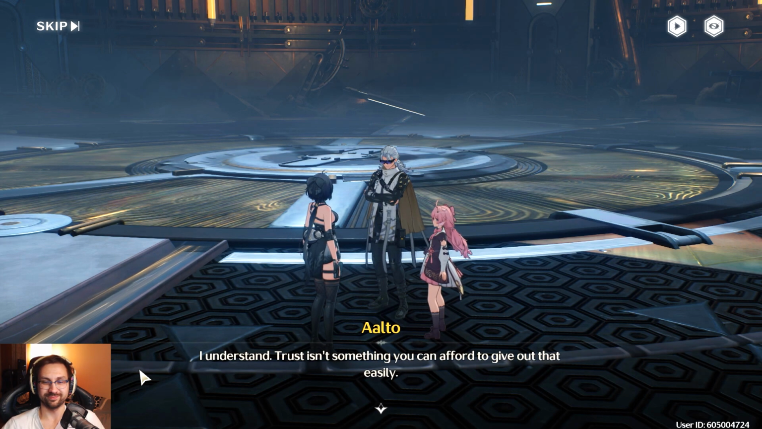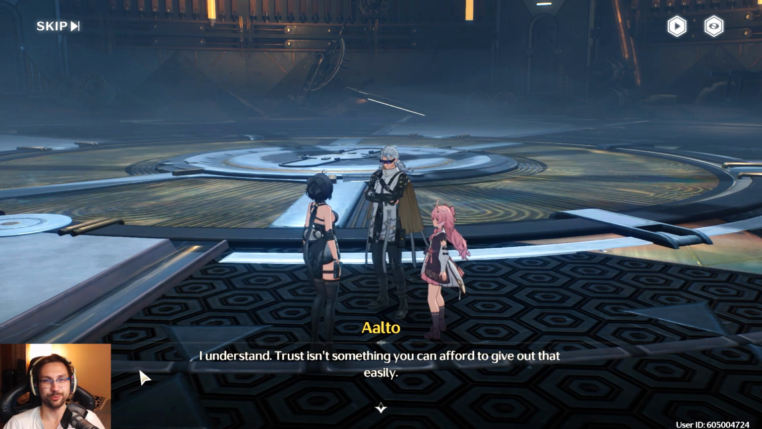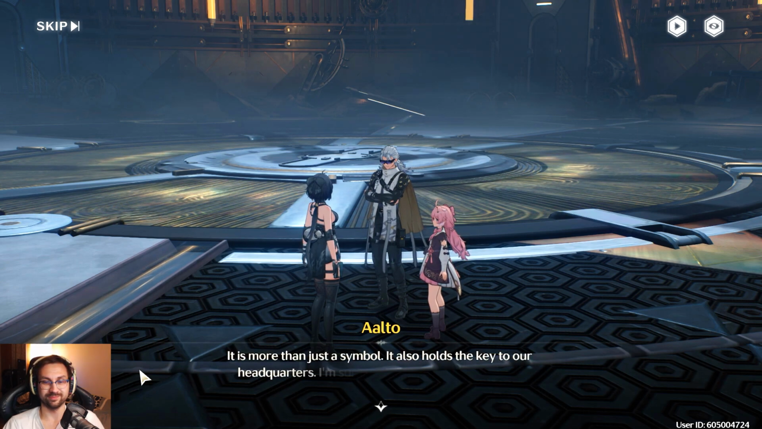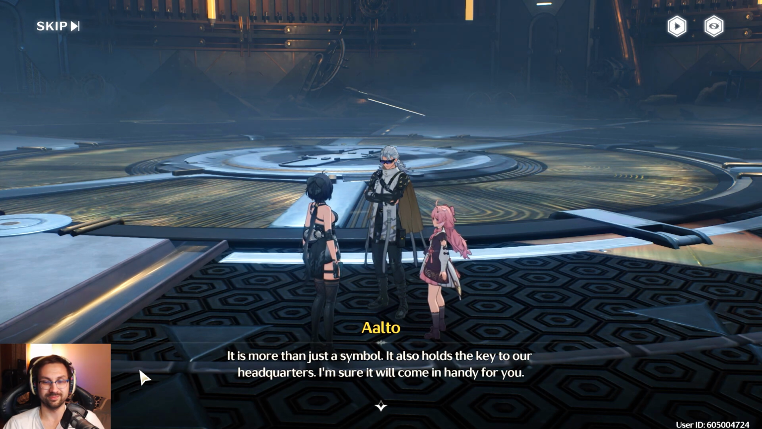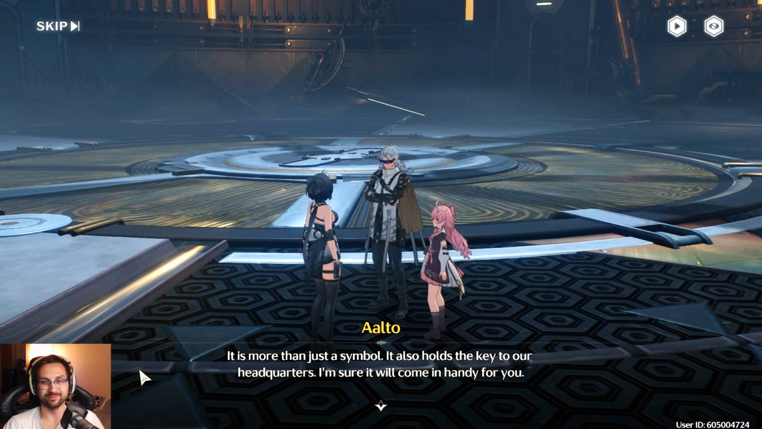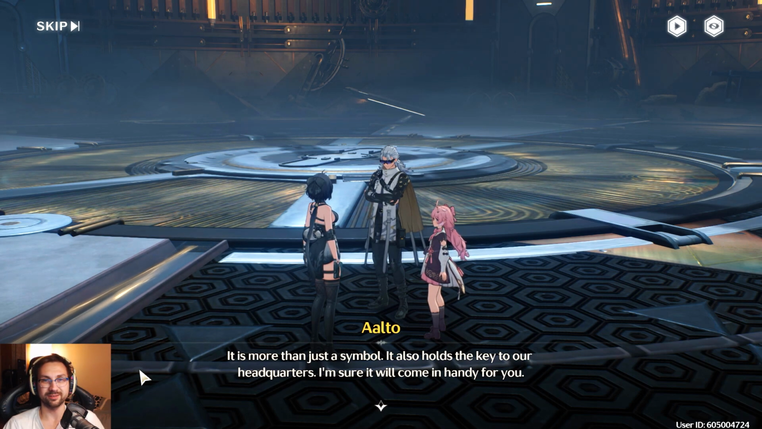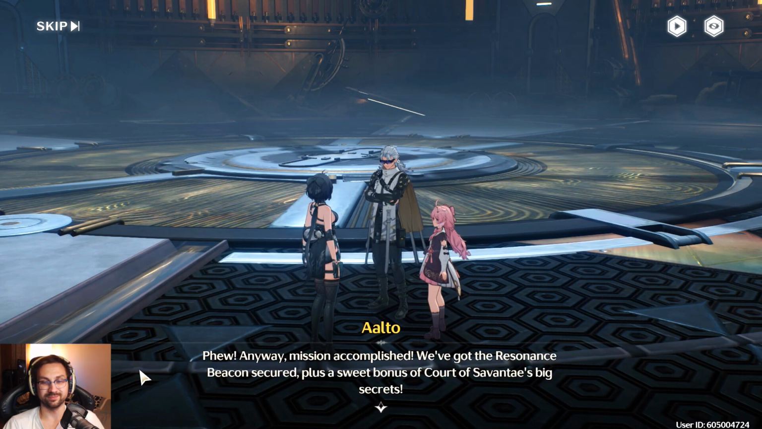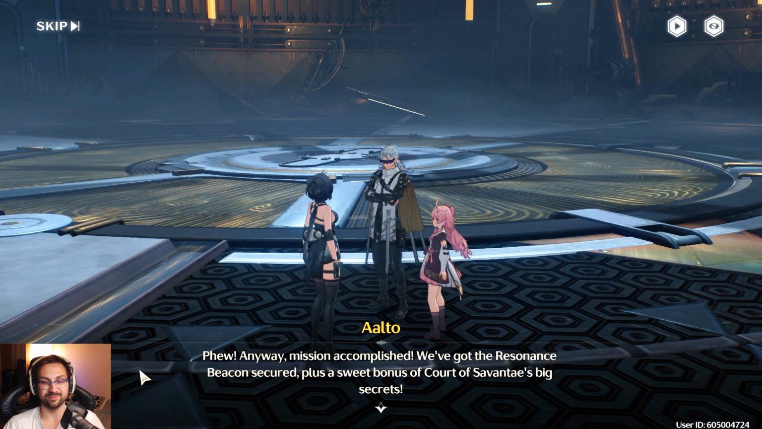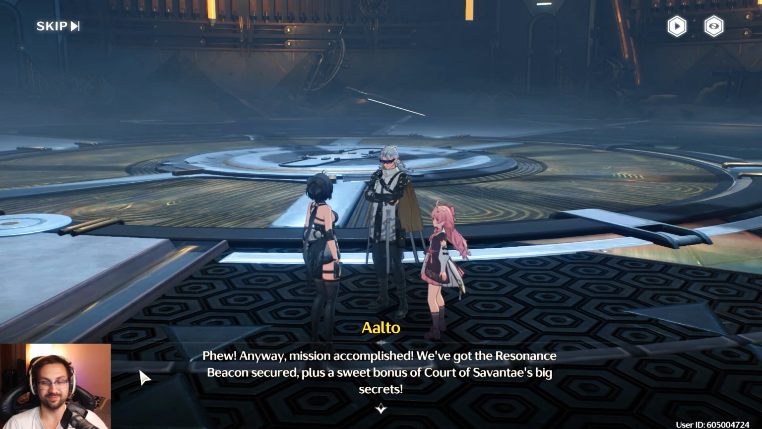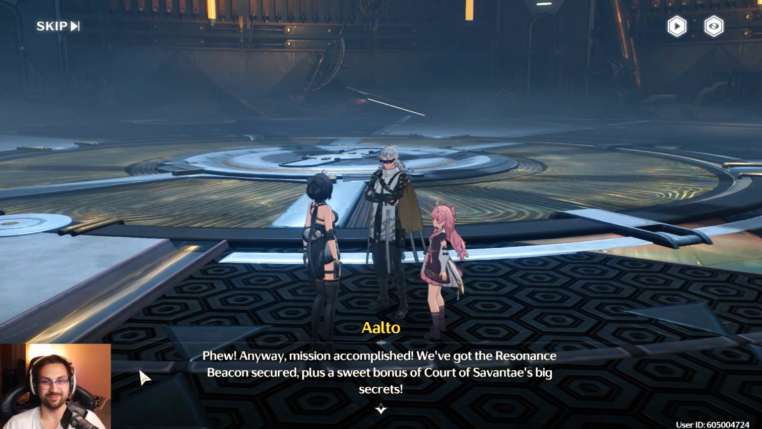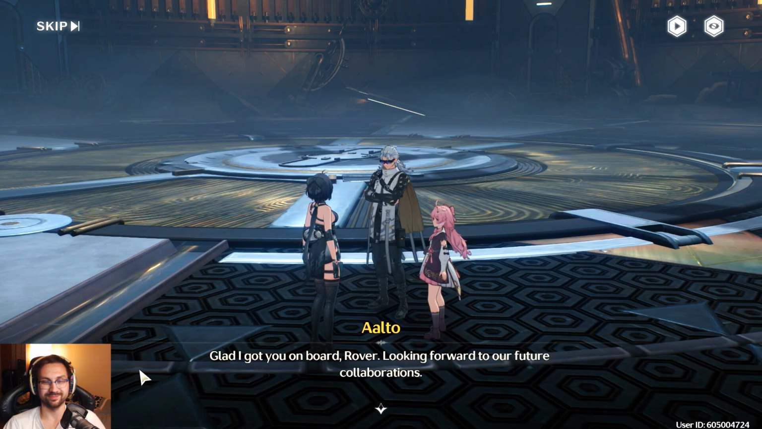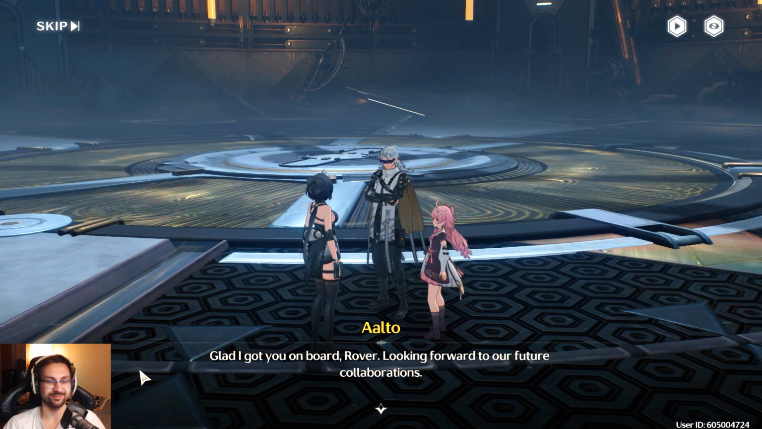Trust isn't something you could afford to give out that easily. Remember the Black Bloom I gave you earlier? It's more than just a symbol. It also holds the key to our headquarters. I'm sure it'll come in handy for you. Phew! Anyway, mission accomplished! We've got the resonance beacon secured, plus a sweet bonus of Corte Savante's big secrets. Glad I got you on board, Rover. Looking forward to our future collaborations.